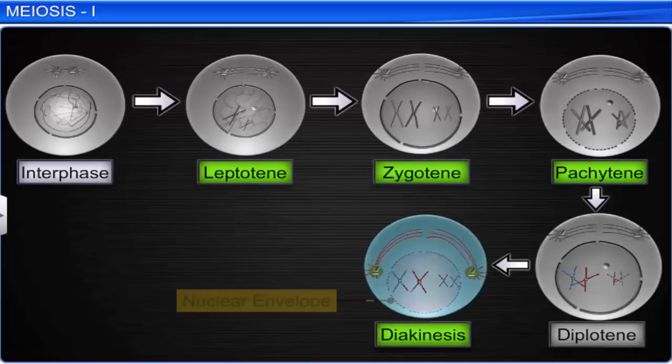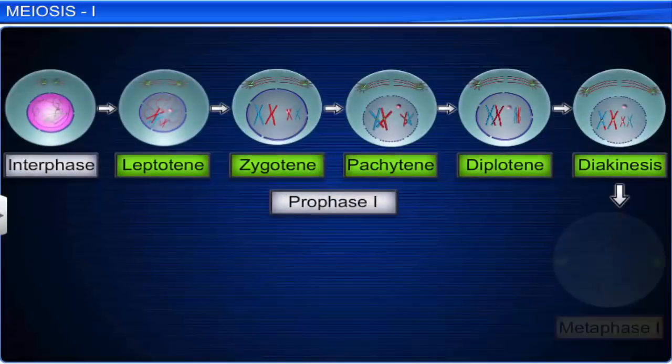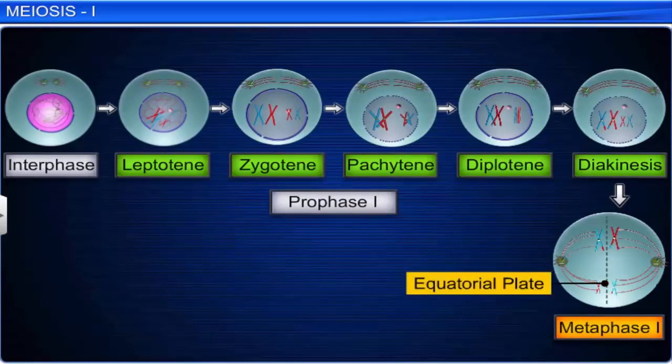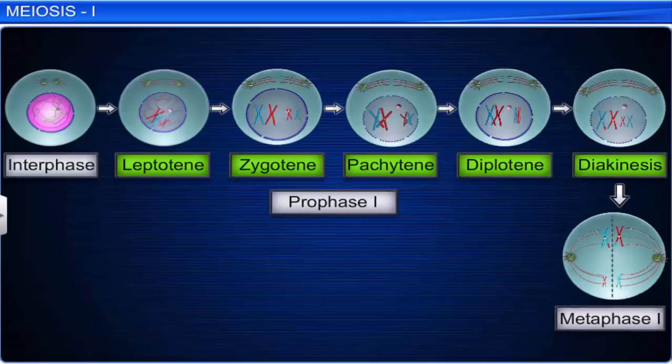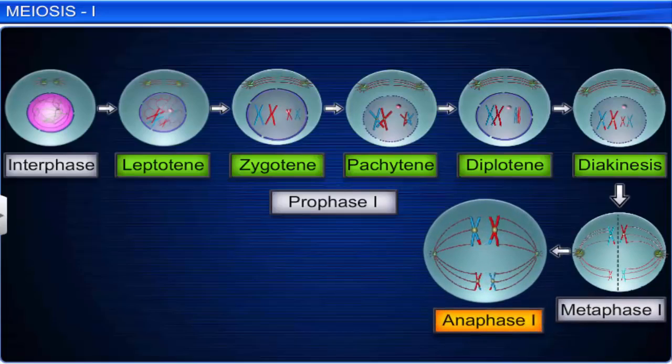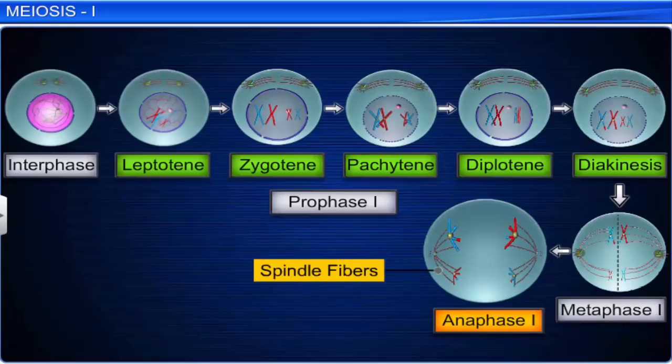Now, in metaphase 1, the chromosomes line up along the equatorial plate of the cell and the spindle fibers get attached to the kinetochores of the homologous chromosomes. Metaphase 1 is followed by anaphase 1. In this phase, the chromosomes pull apart from each other along the spindle fibers and move to opposite ends of the cell. The chromosomes are still double-stranded with two sister chromatids connected at their centromeres.